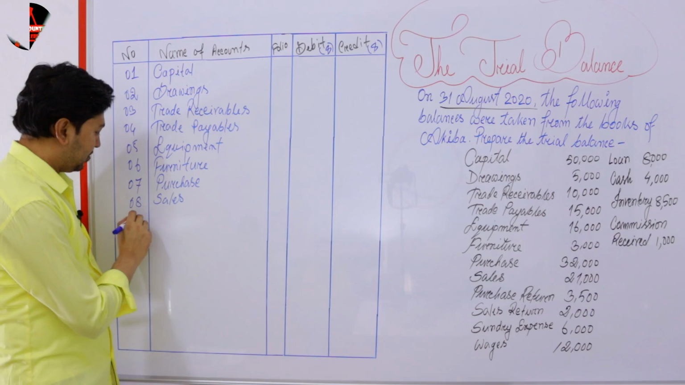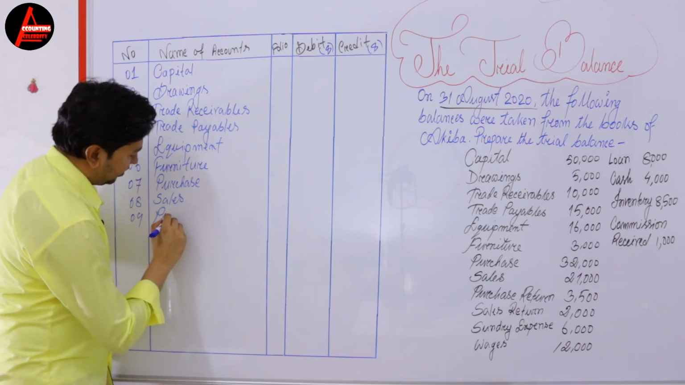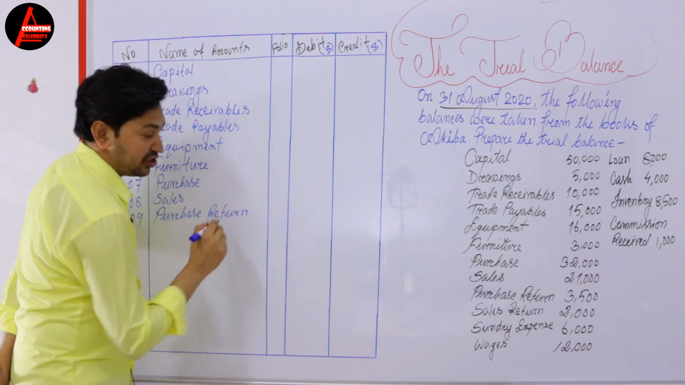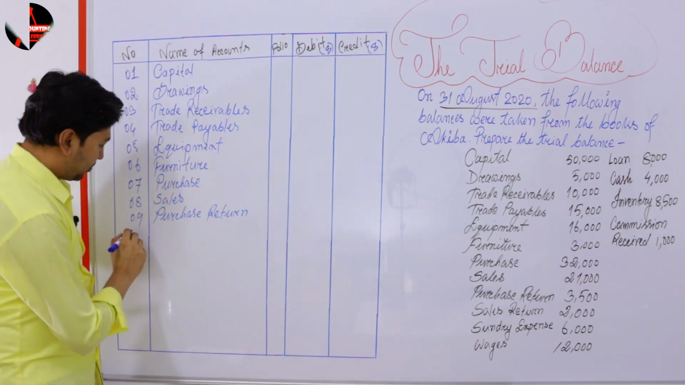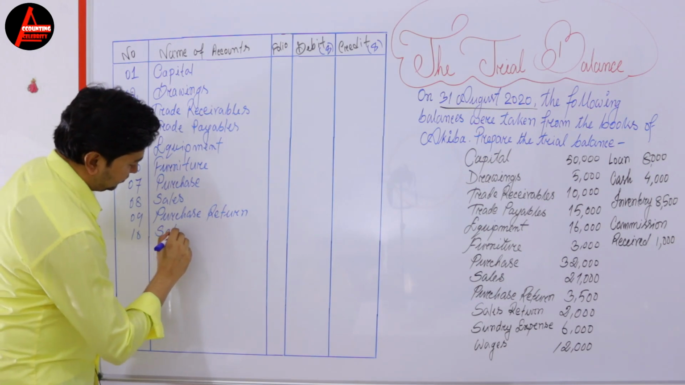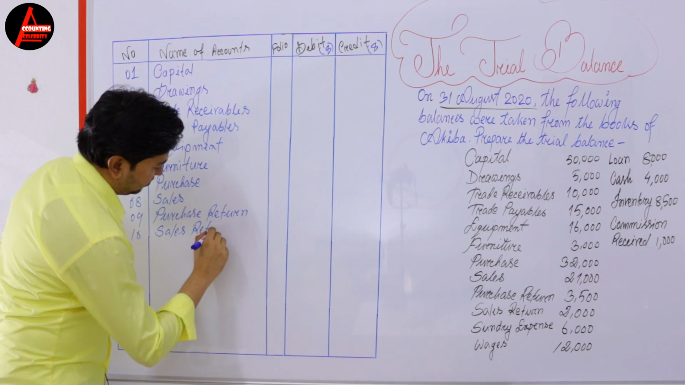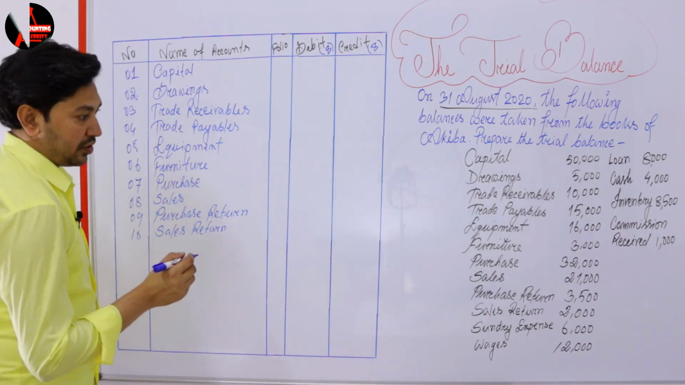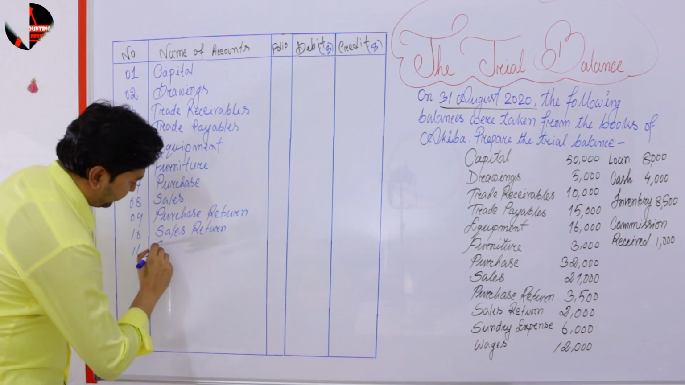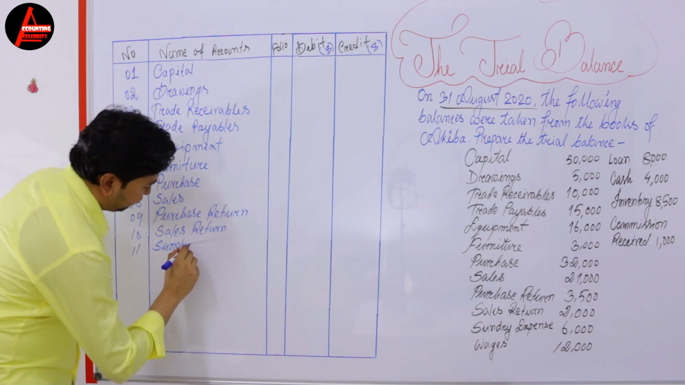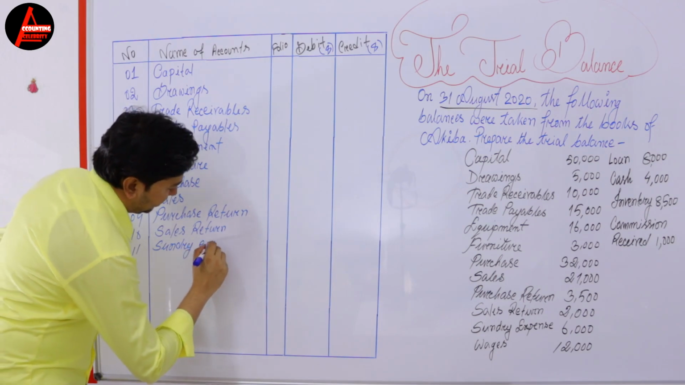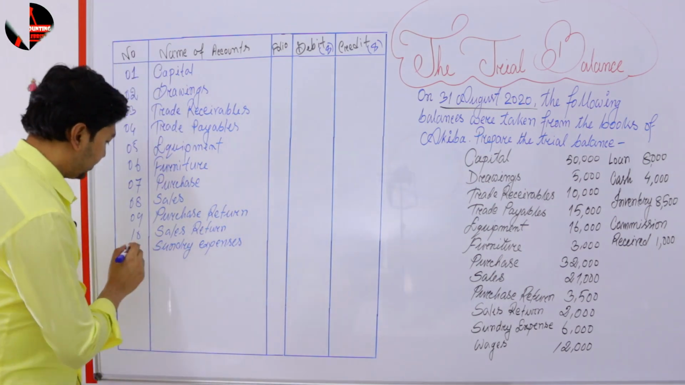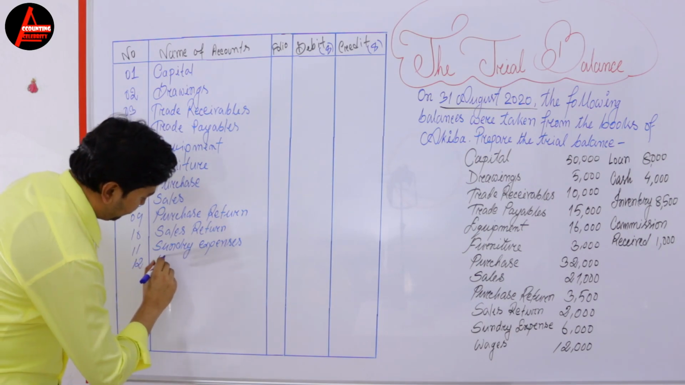Then what is next? Next one is purchase return. Number 9, purchase return. Okay, what is next? Next one is sales return. Okay, what is next one? Next one is sundry expenses. 11, sundry expenses. What is next? Wages. Number 12 is wages.